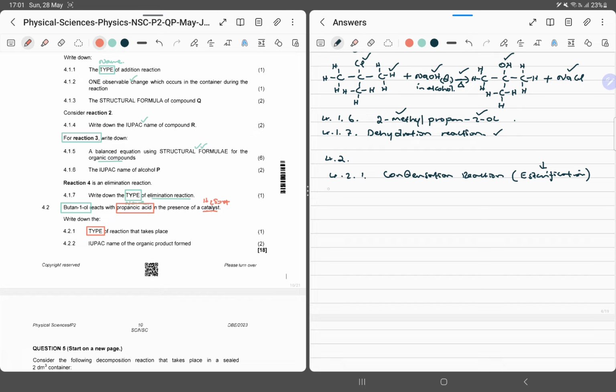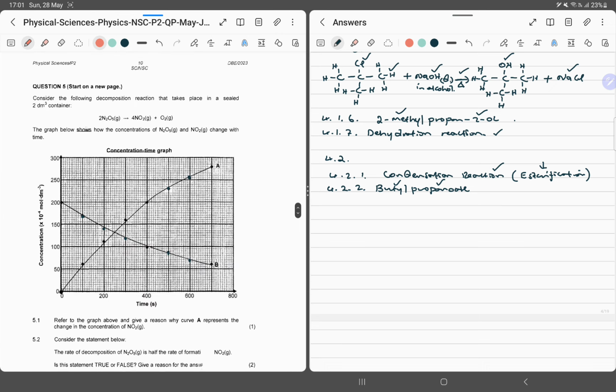Anyway, forget the nonsense. 4.2.2, it says now the IUPAC name of the organic product formed. Of course, from the alcohol, we'll take the alkyl group, which is butyl. And then from the propanoic acid, we'll take the propanoate ion. So it's going to be butyl propanoate. It's an ester, okay? So you're getting 2 marks for each one. All right, so that's it. You're getting your 18 marks, a very long 18 marks.